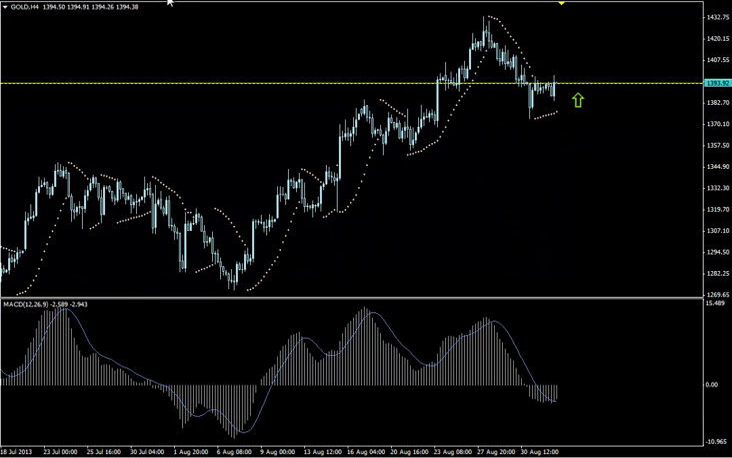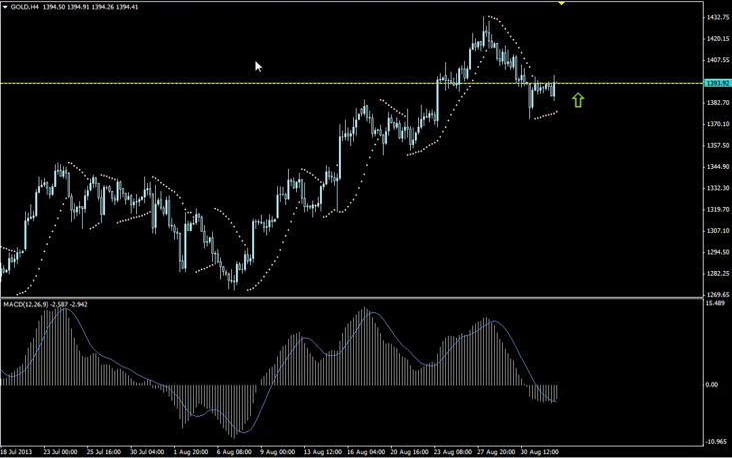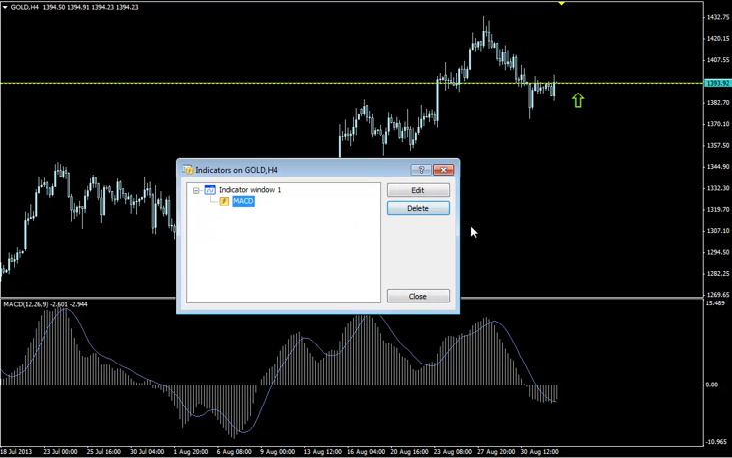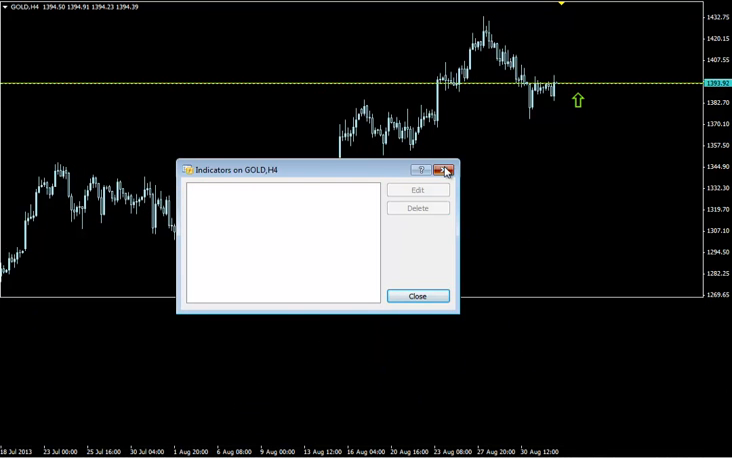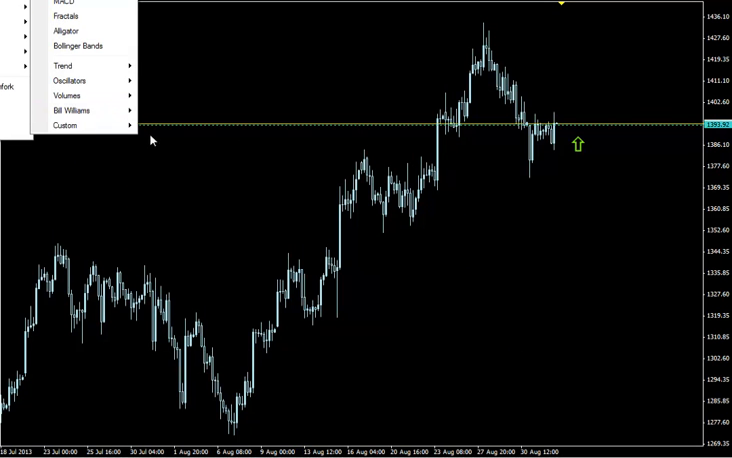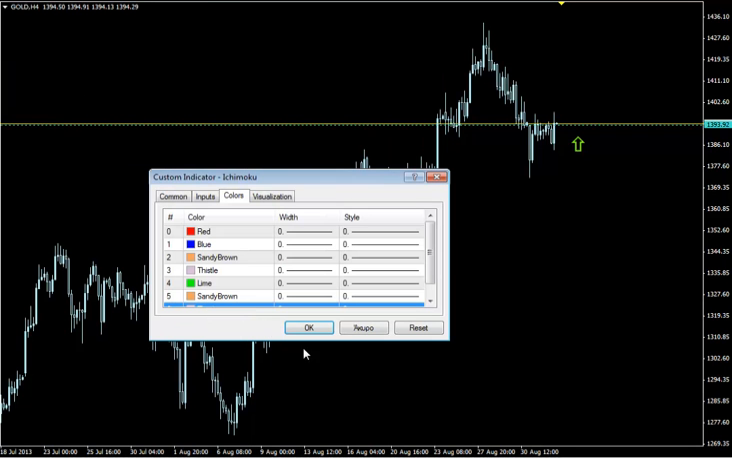So back to H4 or to H1, everything looks bullish, and I am going to remove these indicators now, and I will use Ichimoku, and we'll see what Ichimoku says regarding the precious metal at a certain time point.